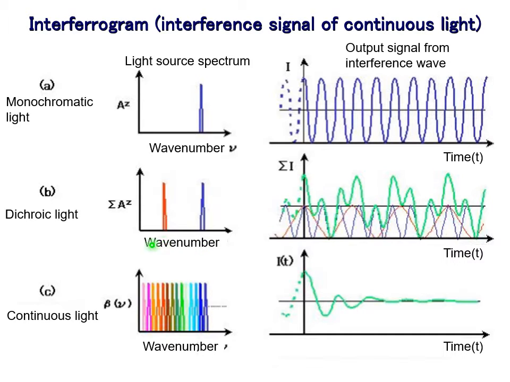Generally, the Fourier transform of an interferogram yields a spectrum that represents the intensity distribution of light as a function of wave number or wavelength. In this way, FTIR obtains a spectrum that represents the intensity of infrared light by Fourier transforming the time change of the intensity of the interference wave output from the interferometer.